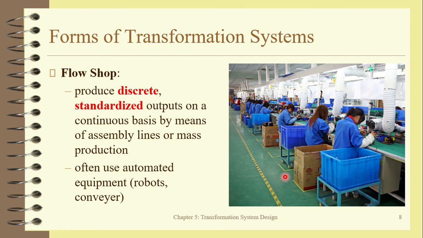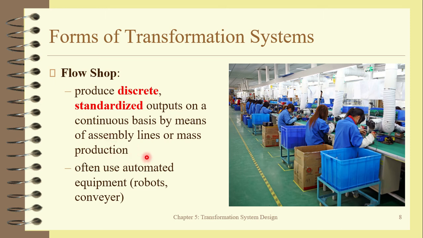The second form of the transformation system is the flow shop. The flow shop produces discrete items, not fluid. This is the difference between the flow shop and the continuous system. But they also produce standardized output on a continuous basis. The difference between continuous and flow shop is discrete; the similarity is that they produce standardized output. Normally, the flow shop is called assembly line or mass production.